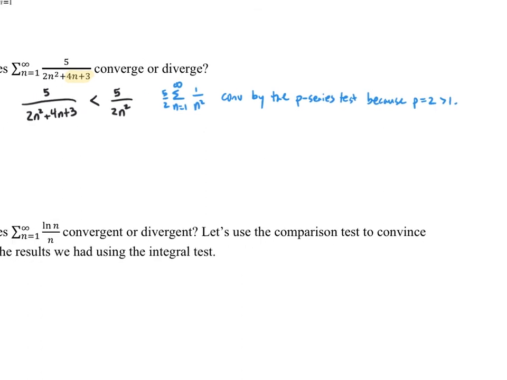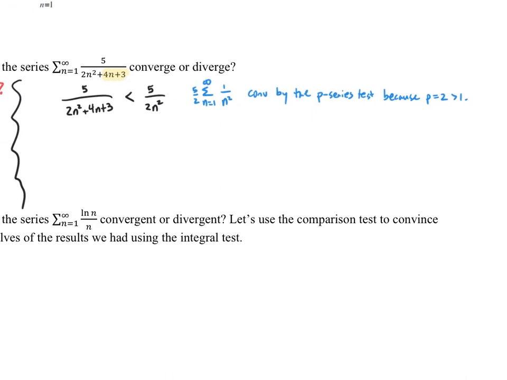Now, if that's the case, think about what's happening here. So we have a series that is convergent by the p-series test. We know that all of these terms are positive, so everything here is greater than 0. And we know that the series we're trying to search for here is less than the series 5 over 2n squared. And so what we could say is that therefore the series from 1 to infinity of 5 divided by 2n squared plus 4n plus 3 is convergent by the comparison test.